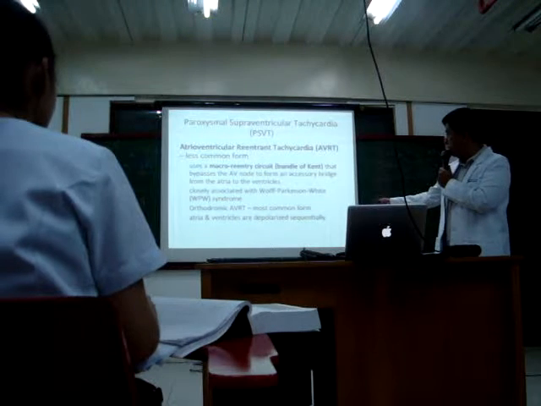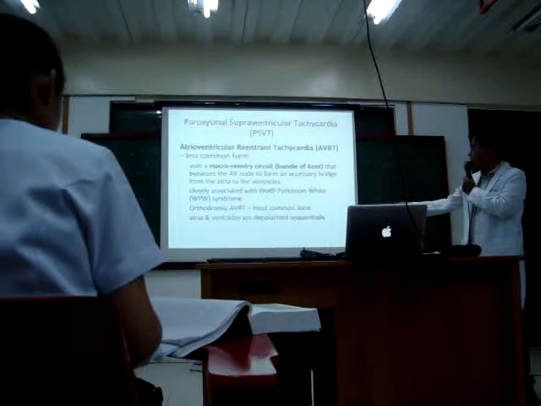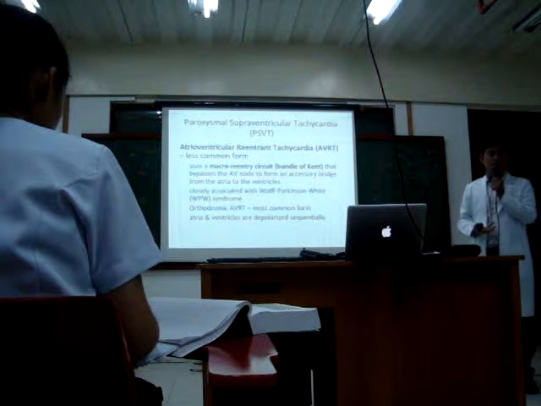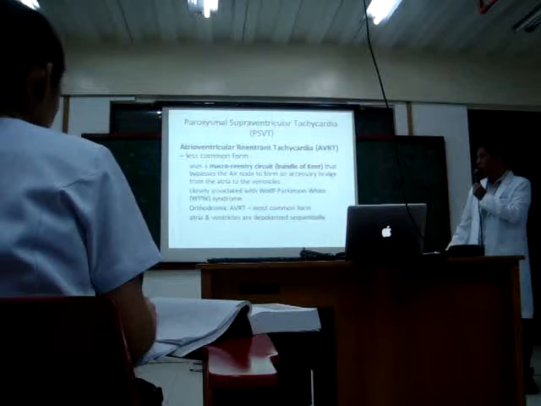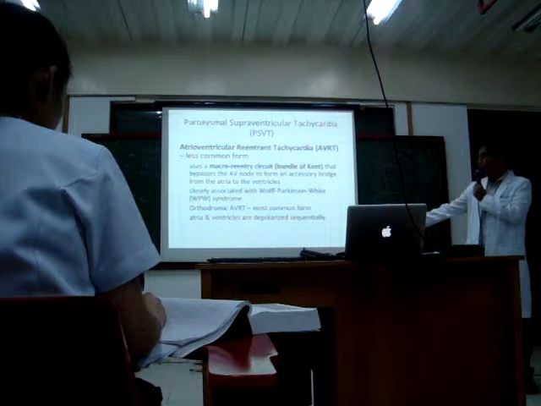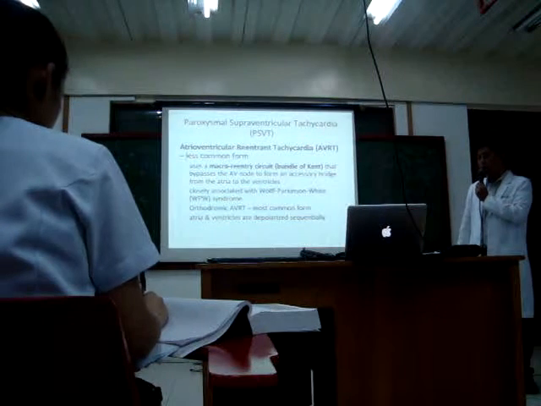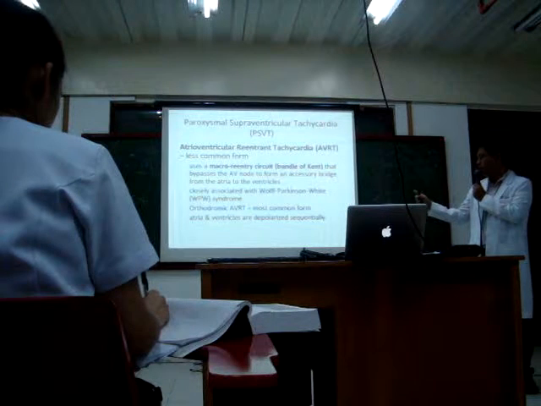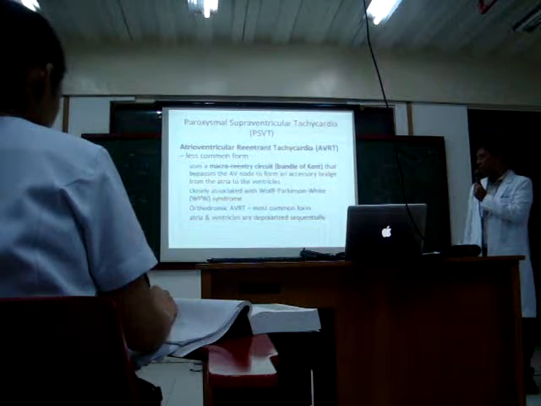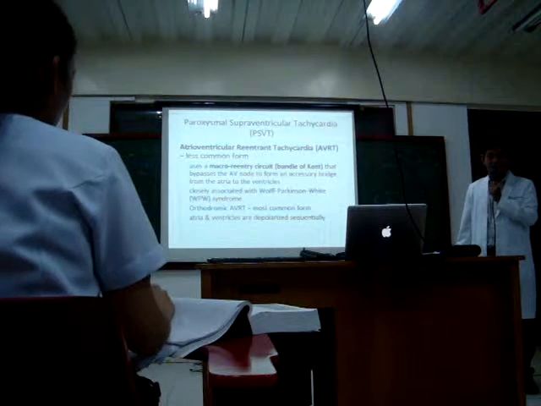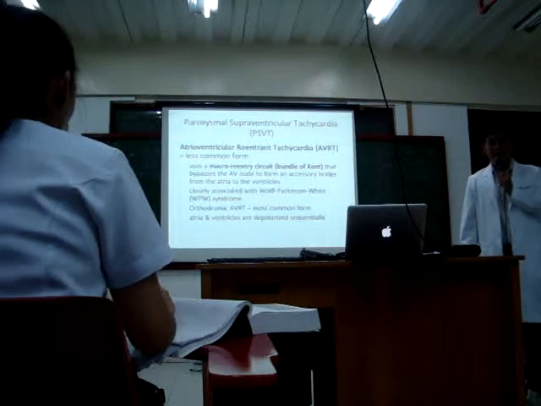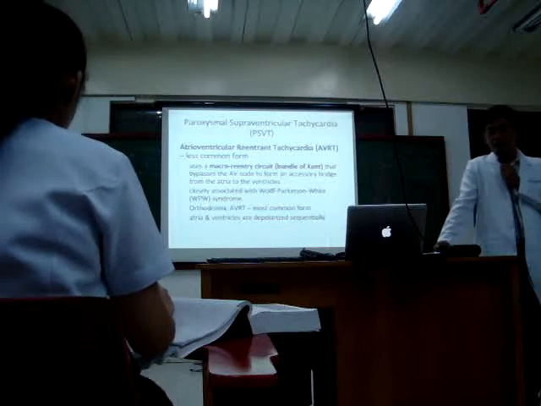Now, we're going to be talking about Wolff-Parkinson-White syndrome. Okay? This is very, very closely associated with what's called Wolff-Parkinson-White syndrome. Now, orthodromic AV-RT means this is the most common form where the atria and the ventricles are depolarized sequentially. So that's the direction. When you say orthodromic, that is the direction.